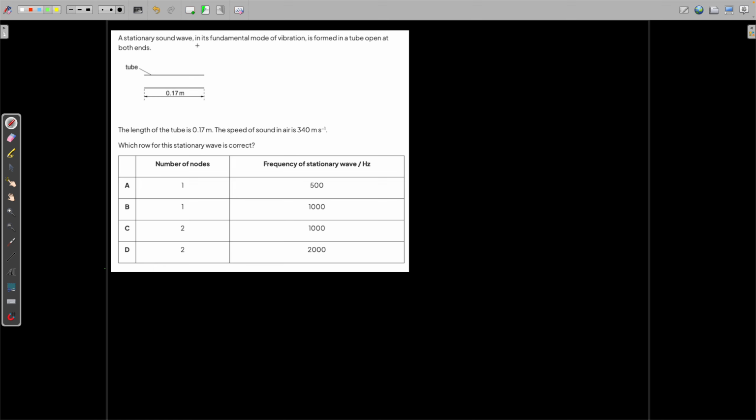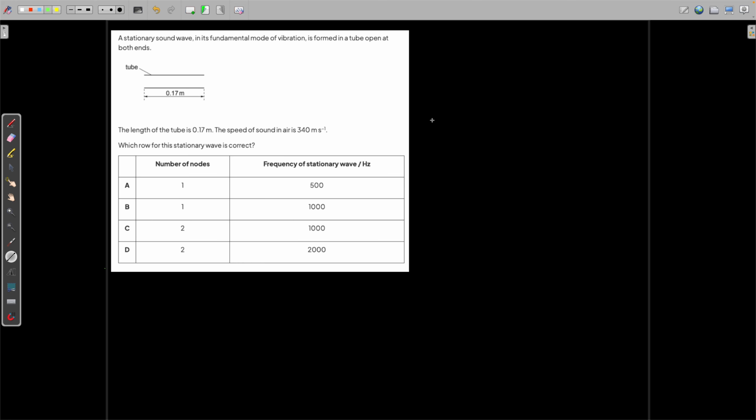So a stationary sine wave in its fundamental mode of vibration is formed in a tube that's open at both ends. So there's the tube there, open at both ends, and it has a length of 0.17 meters, and the speed of sound is 340 meters per second. Then you want to decide which row is correct here. We've got a number of nodes, so 1, 1, 2, 2, and the frequencies there as well.